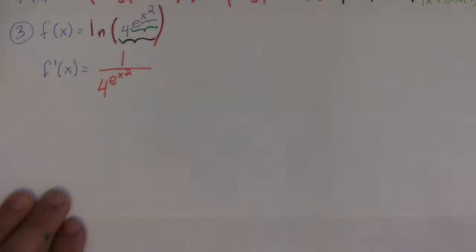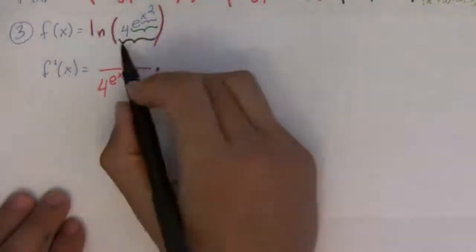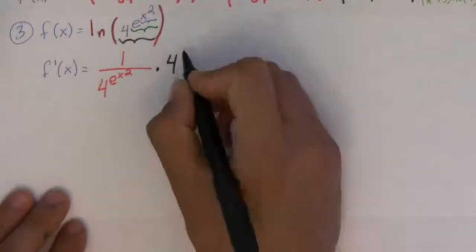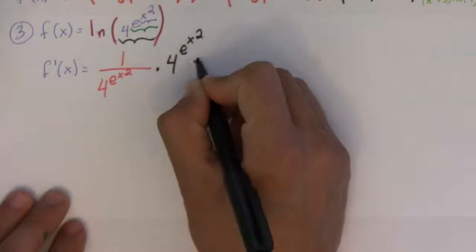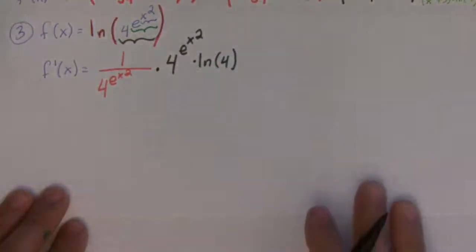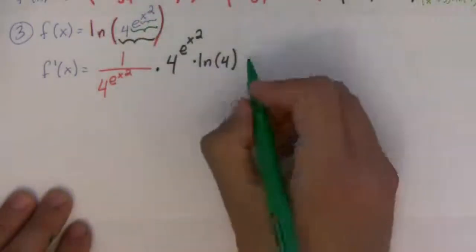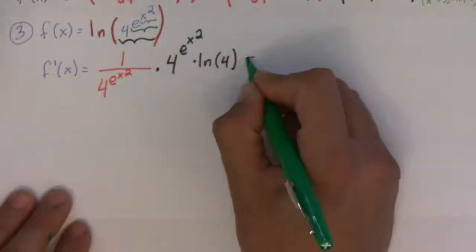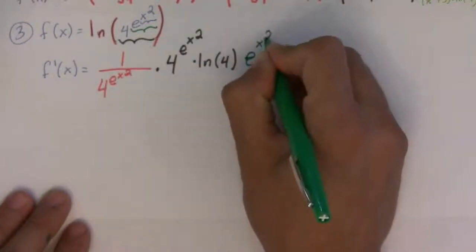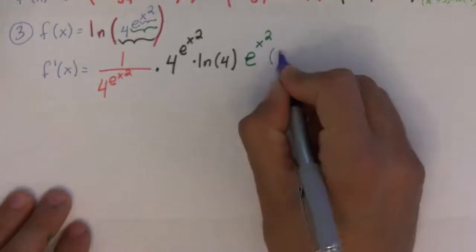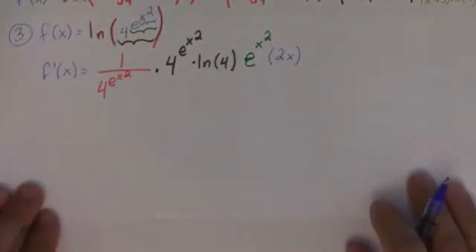Okay, and then times the derivative of the inside, which is the black stuff. So the derivative of 4 raised to a power is itself, leaving the inside alone, times the natural log of 4. Okay, and then we go one level further and get the derivative of e to the x squared. So the derivative of e to the x squared is itself, leaving the inside alone, times the derivative of the inside, which is just 2x. And that's it.